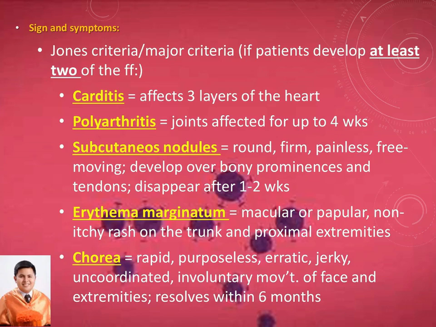Fourth criterion is erythema marginatum. This is a rare skin rash that spreads on the trunk and limbs. And the last criterion is chorea. Chorea is described as a rapid, purposeless, erratic, and jerky movement of the face and extremities. This usually resolves within 6 months. Take note, having 2 out of the 5 symptoms of the Jones criteria highly suggests the diagnosis of rheumatic fever.